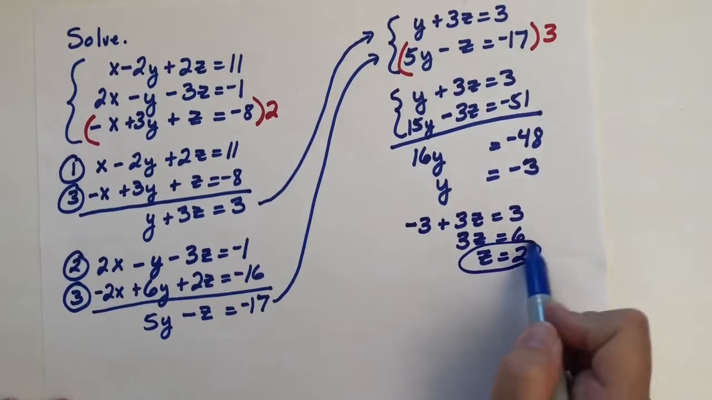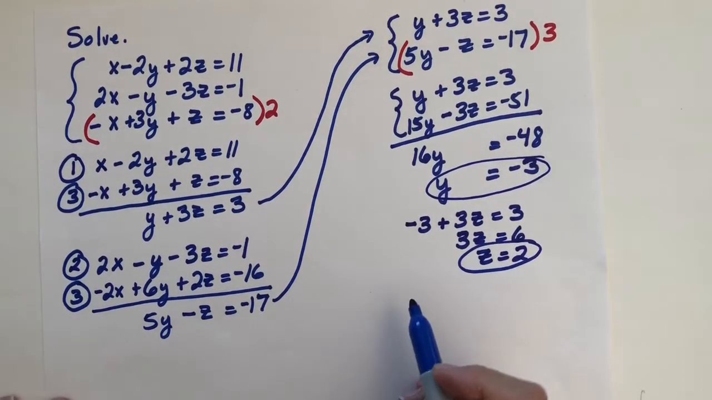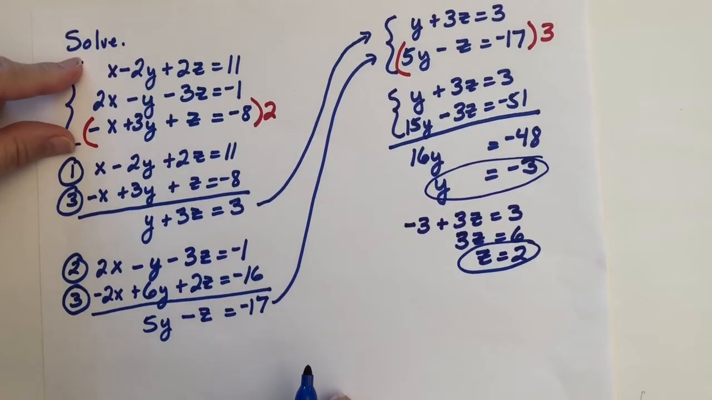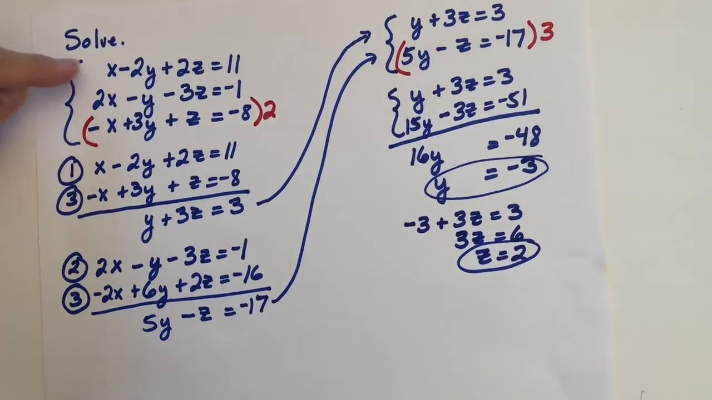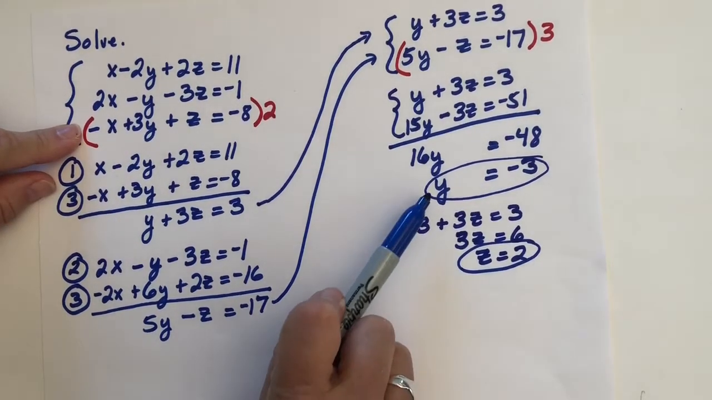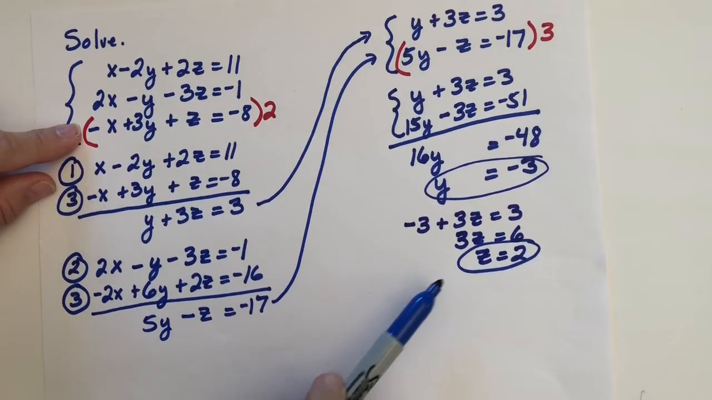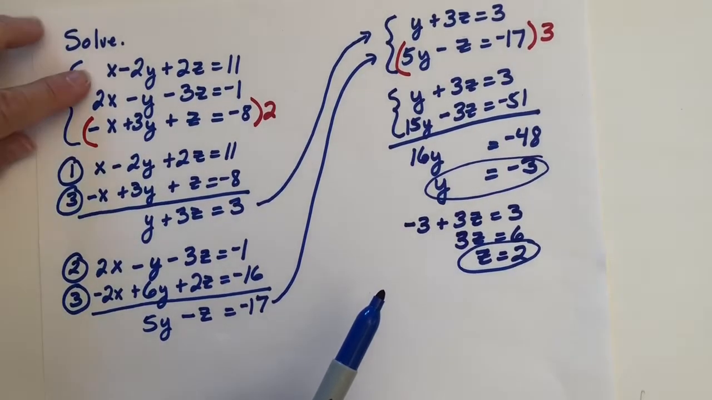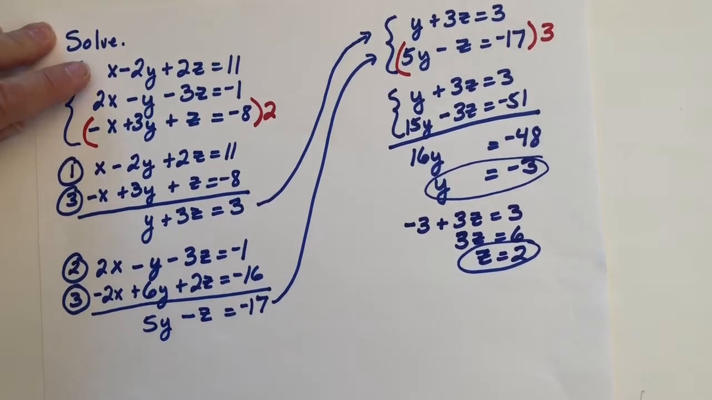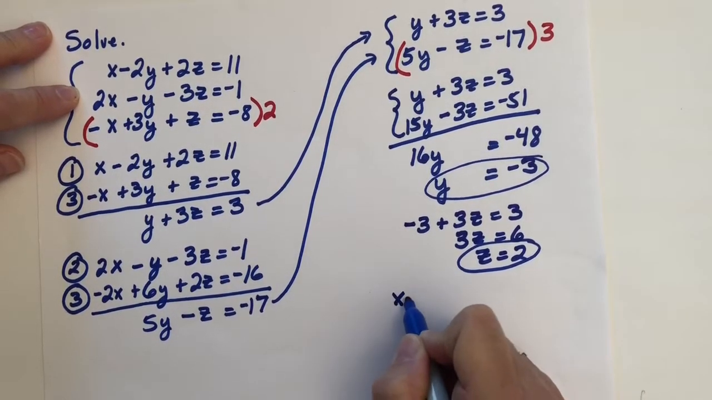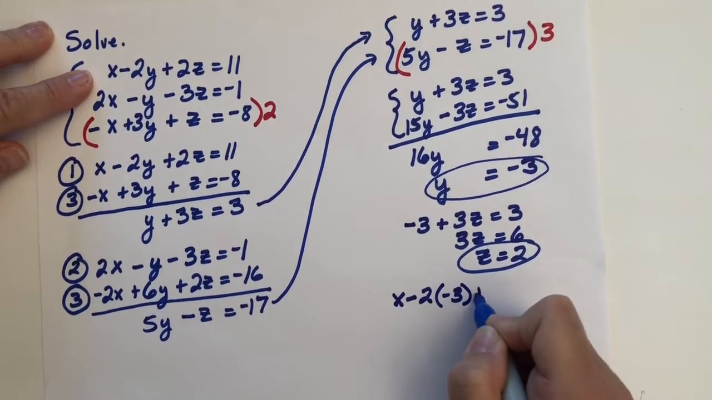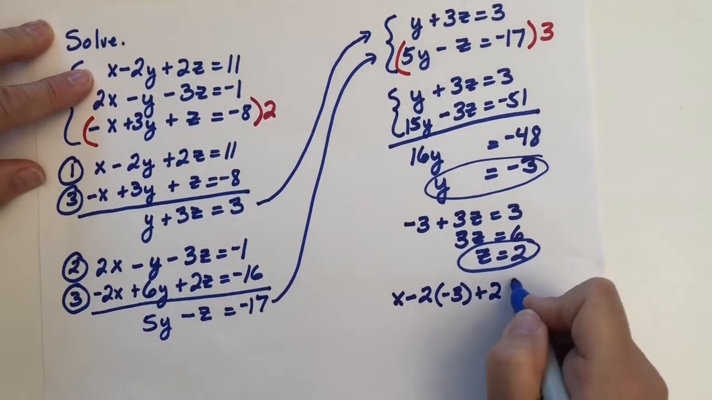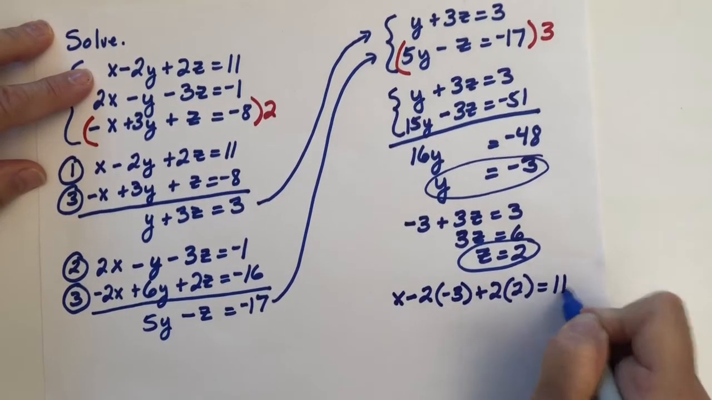So I have the z coordinate and the y coordinate of the ordered triple that is the solution to this system. I'm now coming back to this system and grab any of the three equations, substitute in my y value and my z value to find my x value. Since the coefficient of x is 1 right here, I'm going to choose this equation, but again, you could choose any of the three. So I have x minus 2 times y plus 2 times z equals 11.